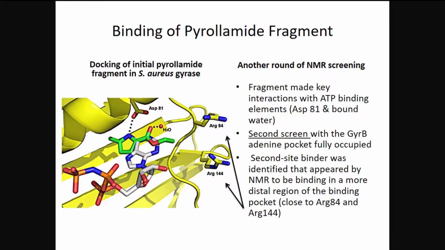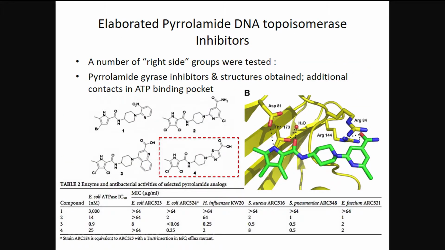So here's the initial compound right here, and it's binding with aspartate 81 and also making an interaction with a water. So you've got an empty pocket over here with a couple of good-looking amino acids to interact with. So a second screen was done with this molecule in its place right there. And the second site binder was identified that appeared by NMR to be binding in a more distal region of the pocket, namely this region down here, Arg84, and there. So a number of what we call right side groups, that is the groups over here, were tested. And this particular one came out of it as the lead compound we wanted to go forward with.